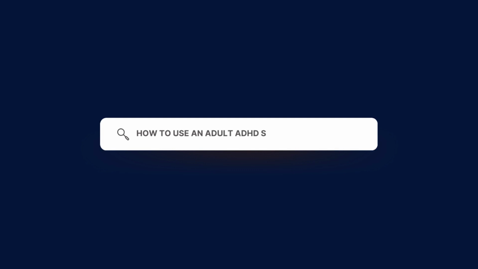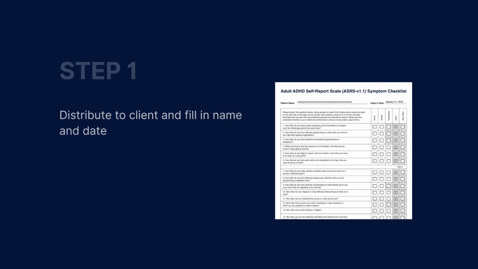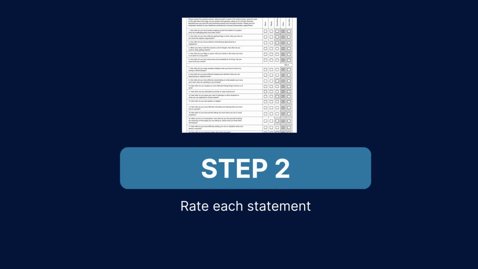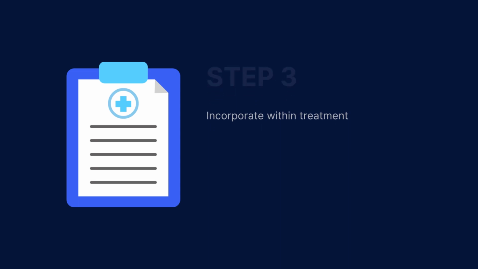How to use an Adult ADHD Self-Report Scale. The first step is to distribute the scale to the client and fill in the name and date. The client will then need to rate each statement. Finally, incorporate the results within treatment.